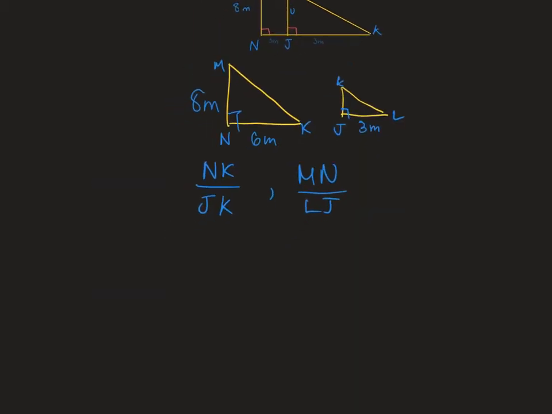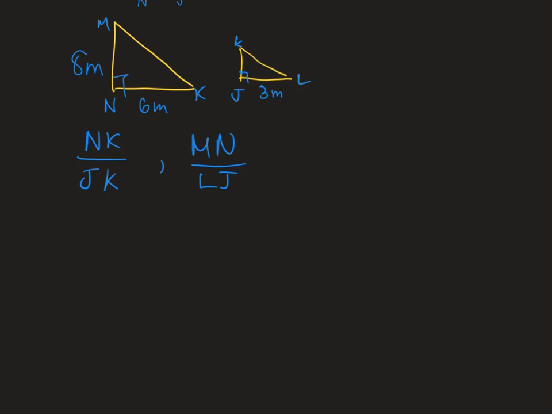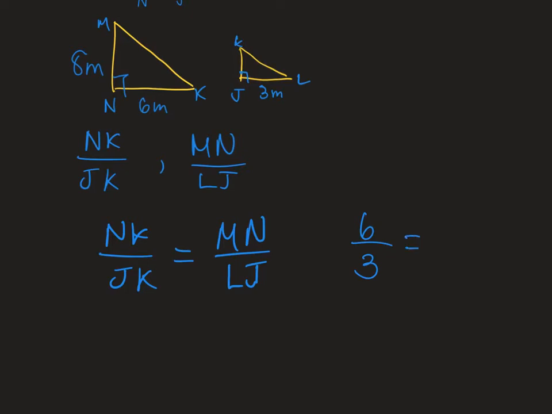So let's do that. We know that NK over JK is equal to MN over LJ. And you want to plug in the side lengths. So I would do 6 over 3 is equal to 8 over u. We don't know what u is, so we've got to figure that out.